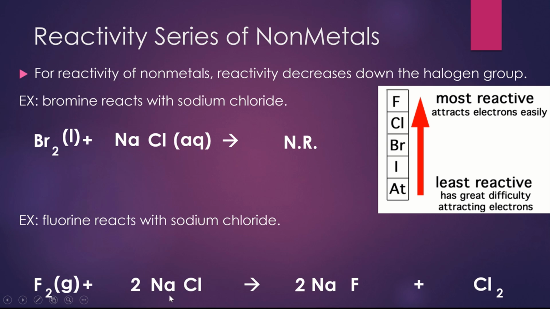Finally, put our states of matter. Fluorine is a gas. Sodium chloride is aqueous. Sodium fluoride is also aqueous. You can check your solubility rules if you're not as familiar. That would be rule 2. Group 1A, alkali metals, that's sodium, are soluble. So sodium fluoride, definitely soluble, plus chlorine, that's a gas, chlorine gas, there we go.